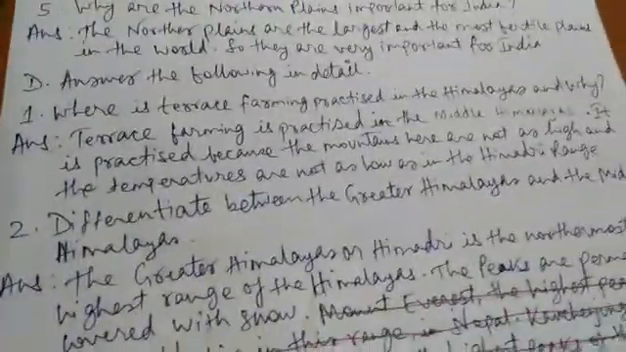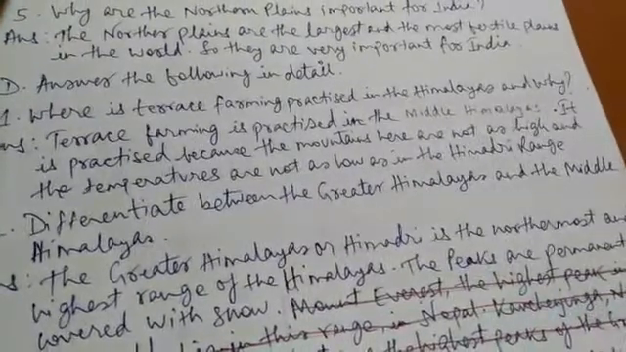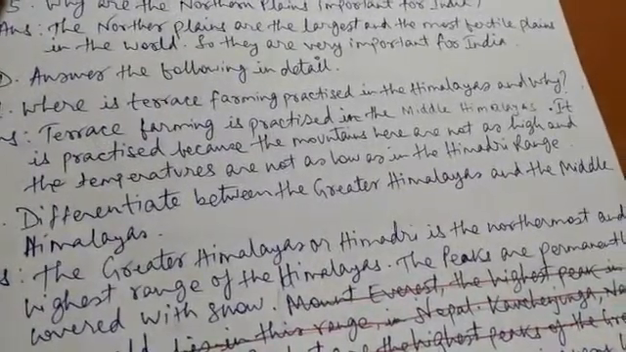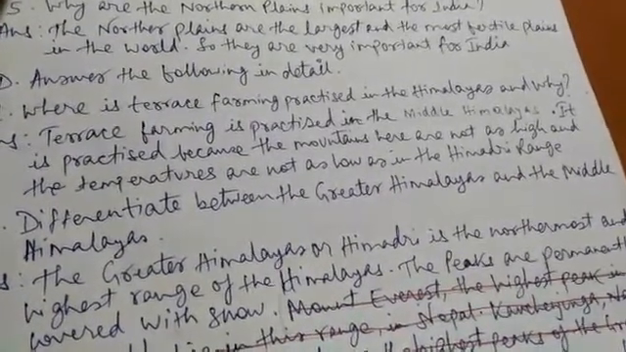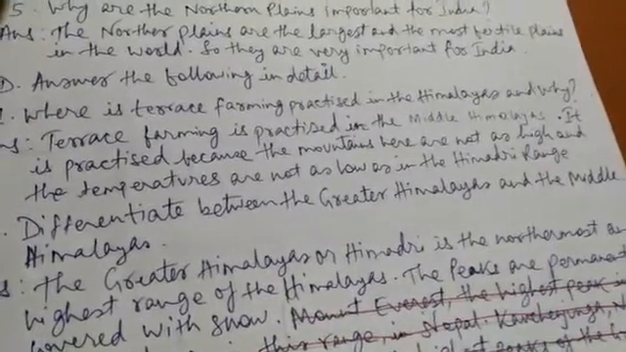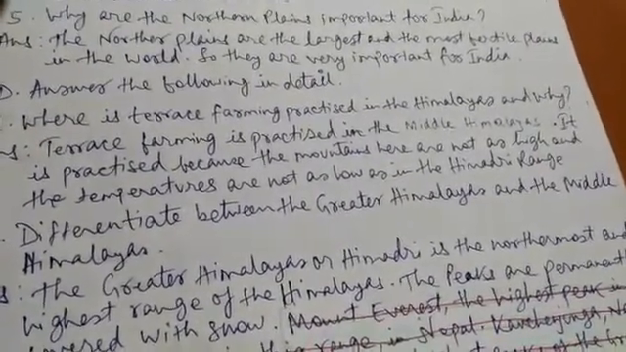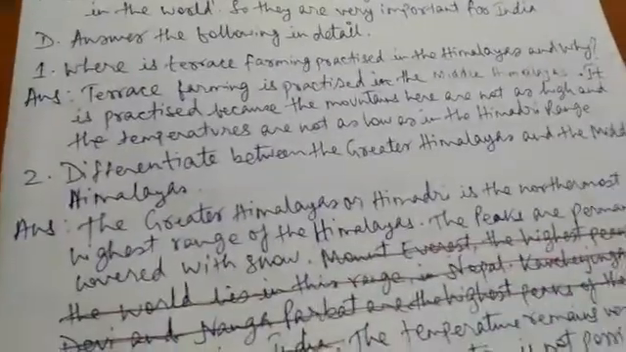Now question D. Answer the following in detail. Question 1. Where is terrace farming practiced in the Himalayas and why? So the answer is terrace farming is practiced in the Middle Himalayas. It is practiced because the mountains here are not as high as the temperatures are not as low as in the Himadri range.